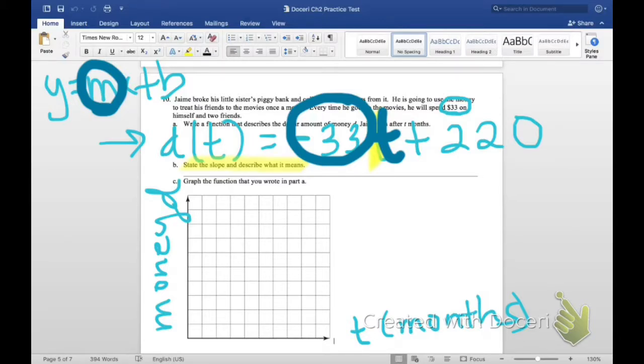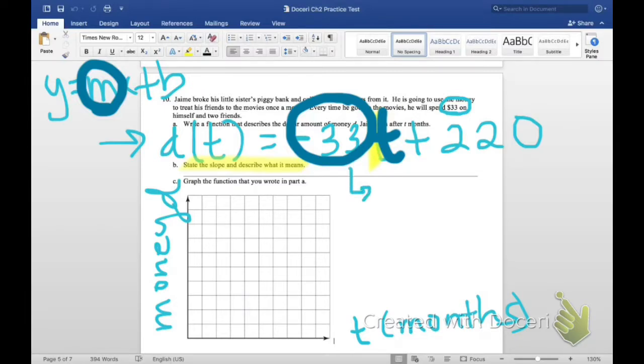And when I'm using slope-intercept form, or even when I'm writing a function for a linear function, I have to identify what my slope is. In this case, my slope is actually my constant rate of change. So for question B, you can write, the slope is negative $33. And what does it mean? It means that Jaime is losing or spending $33 every month.